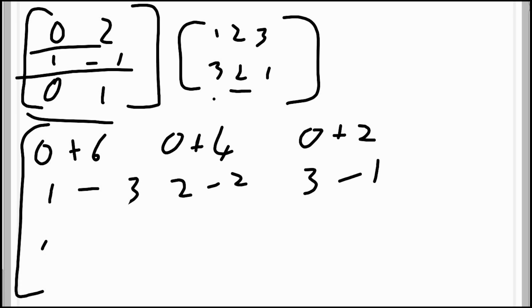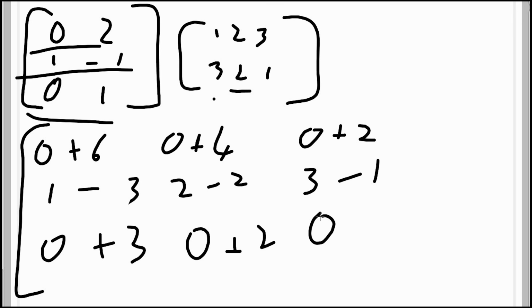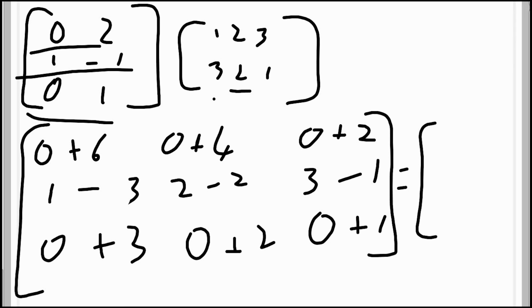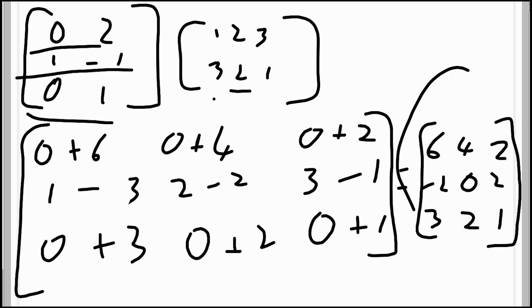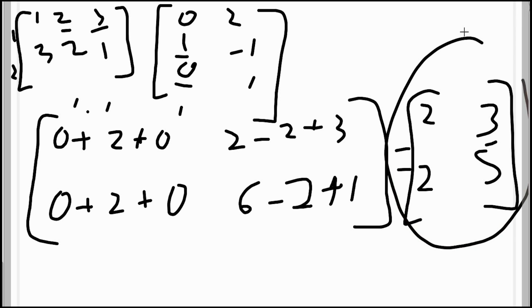Then on to this line. That's 0 times 1, that's 0, then 1 times 3, that's plus 3. Then the next one, that's 0 times 2, that's 0, 1 times 2, that's 2. Then 0 times 3, that's 0, 1 times 1, that's 1. Which is now equal to 6, 4, 2, then minus 2, 0, 2, then 3, 2, 1. You can see this here is not equal to what we have here.